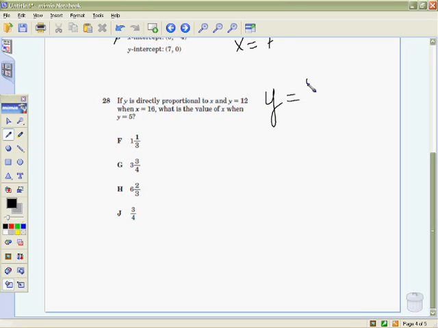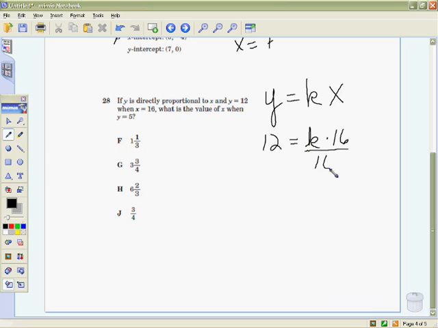Y equals kx. So let's look and see what they give us here and use this equation, y equals kx. When it talks about varies directly, directly proportional, those words you're going to use y equals kx. So it says that y is 12 when x is 16. Okay, I'm going to plug that in. Y is 12 when x is 16. Okay, so I want to solve for k.